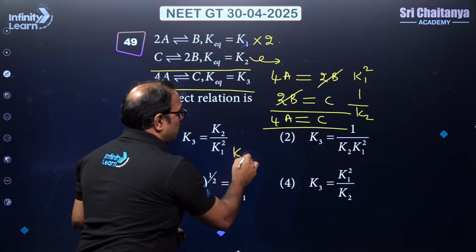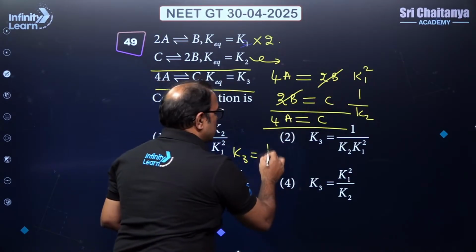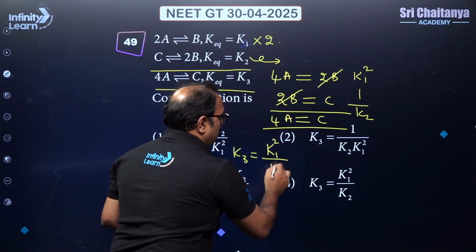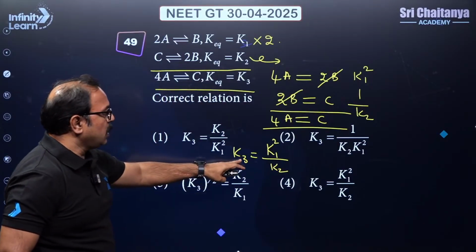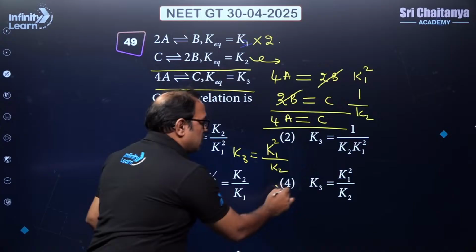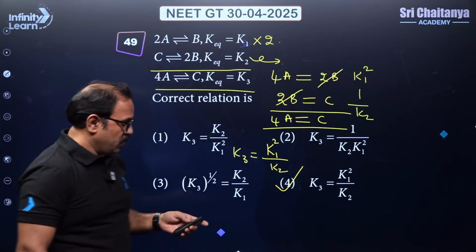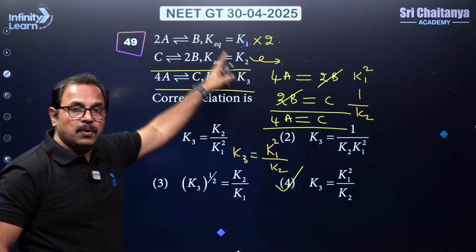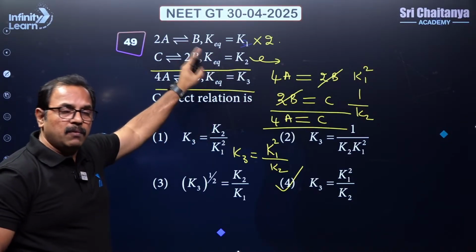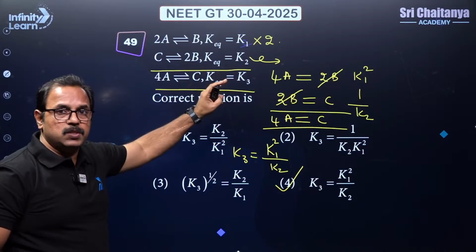Now K3 can also be represented here. This is K1 square and this is by K2. So you will have the condition K1 square by K2. The correct answer in this case is the fourth one. So always you have to get the desired equation's equilibrium constant from the given data. Either you can reverse it or multiply, all these are feasible.